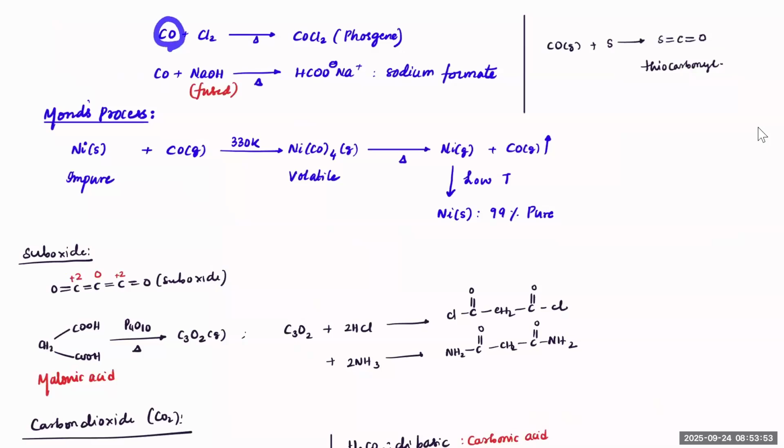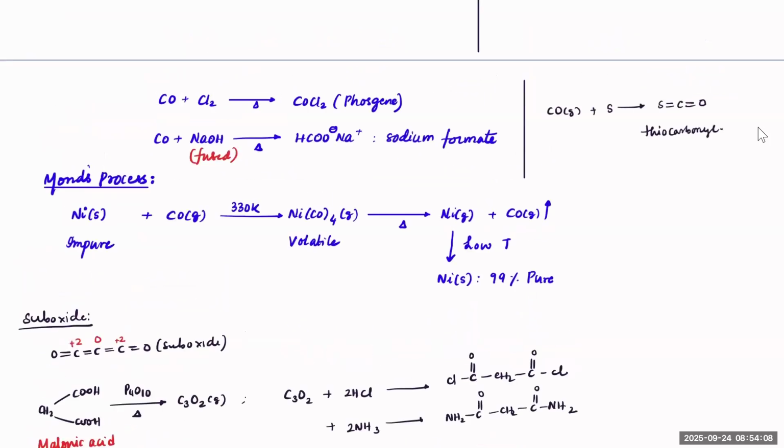Carbon monoxide, if you directly react with chlorine, it will become phosgene gas. If you react with NaOH, in a fused form, it will convert into sodium formate. If you react with sulfur, it will become thiocarbonyl. So these are a few important reactions of carbon monoxide.